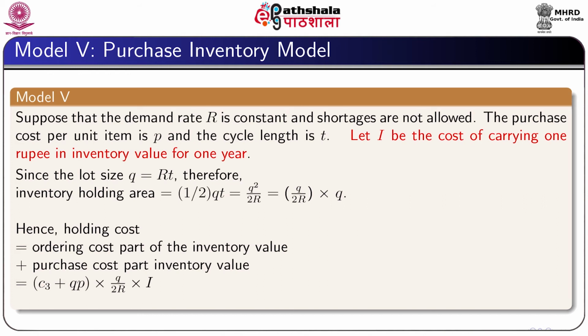If we think of inventory holding cost in terms of inventory value, then Q square by 2R can be expressed as Q by 2R into Q. This means that Q quantity should be purchased Q by 2R times. Hence, the holding cost can be obtained as the ordering cost part of the inventory value plus the purchase cost part of the inventory value. Since for one lot size Q we need C3 as the ordering cost and QP as the purchase cost, the total holding cost would be (C3 plus QP) into Q by 2R into I.